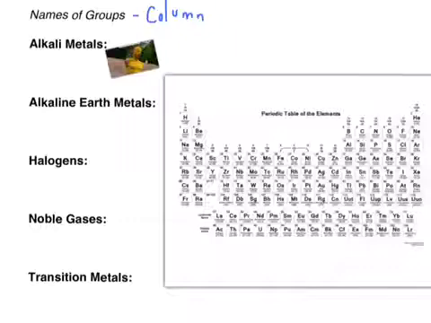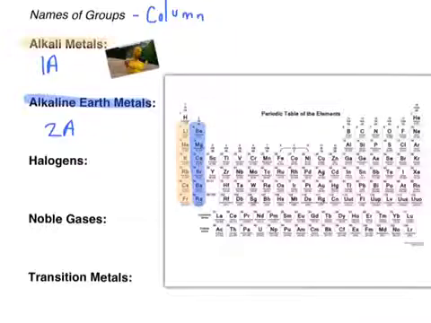The alkali metals, I'm just going to color those this orangey color, and they are this first column here. Sorry, not hydrogen, but the rest of that column. Okay, so that's group 1A. The alkaline earth metals are group 2A. Label them in a blue color. And they are this group here.